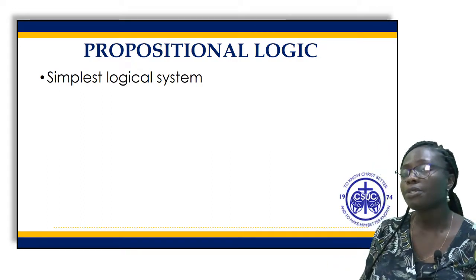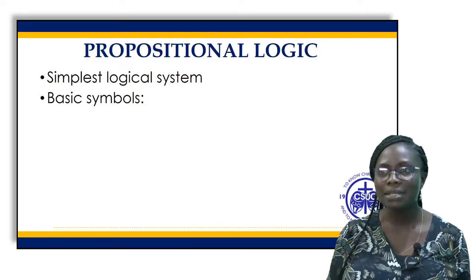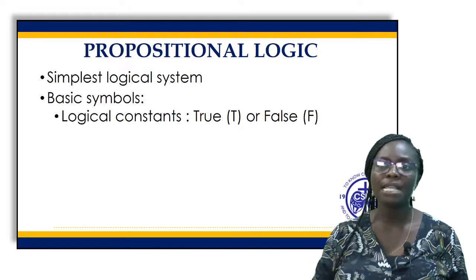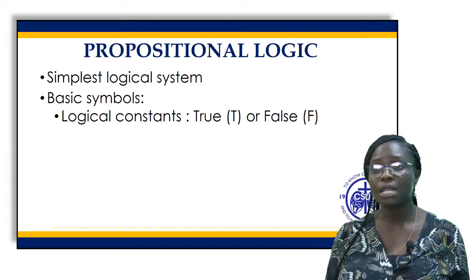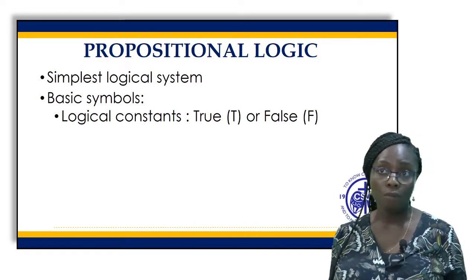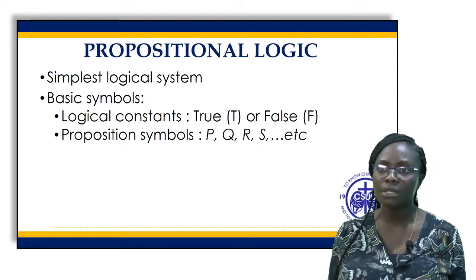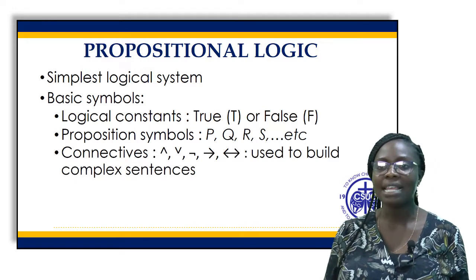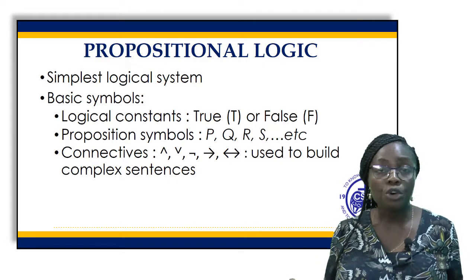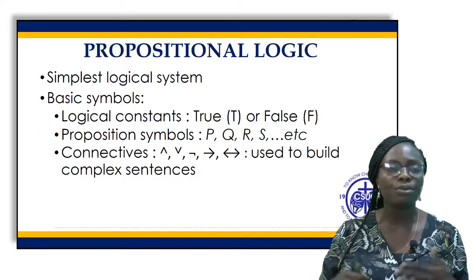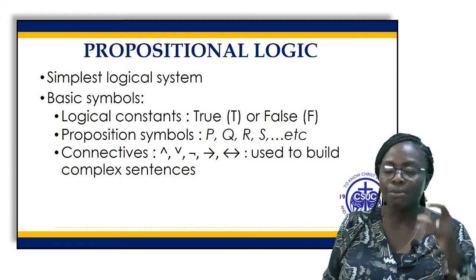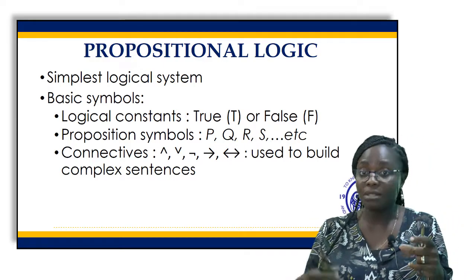Then we can come to propositional logic. It is the simplest logical system that you have. It is made up of basic simple symbols, and those are what we call the logical constants. A logical constant can be true or false. Then we have the propositional symbols. Propositional symbols are like the sentences being used in the propositional logic system. They could be represented by alphabets, they could be represented by numbers. We can have P, Q, R, or S, and for example, P could be a full sentence or P could be a set of sentences.